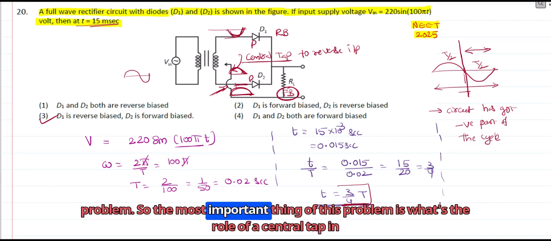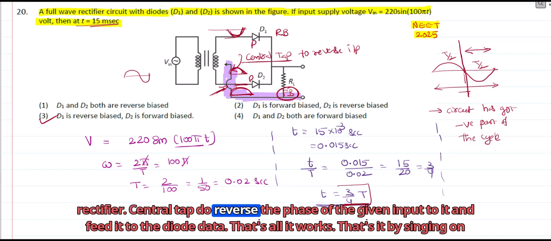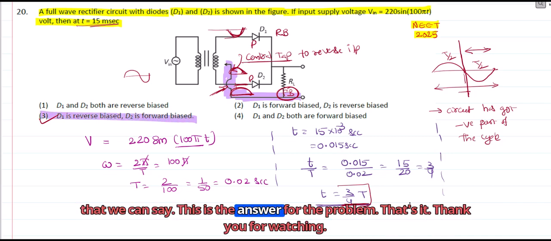So the most important thing of this problem is the role of a central tap in a full wave rectifier. The central tap reverses the phase of the input given to it and feeds it to the diode D2. That's how it works. Basing on that, we can say this is the answer for the problem.